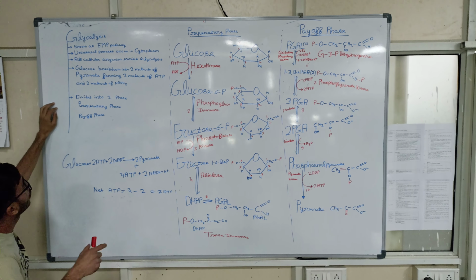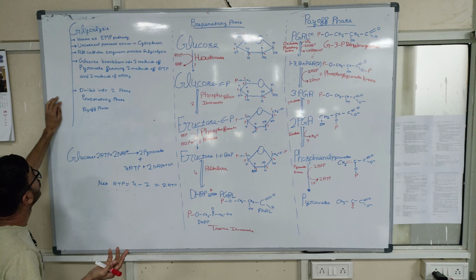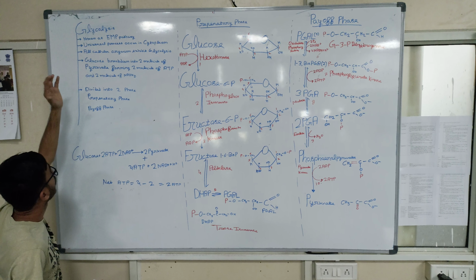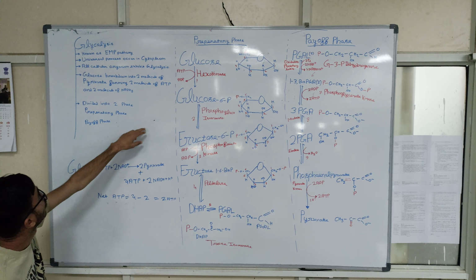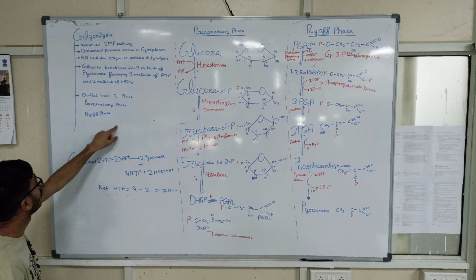This is the main thing. If it is occurring in the cytoplasm, then all cellular organisms must exhibit this pathway. So all cellular organisms exhibit glycolysis. After that, glycolysis involves glucose breakdown into two molecules of pyruvate, forming two molecules of ATP and two molecules of NADH. And it is divided into two phases, the preparatory phase and the pay-off phase.